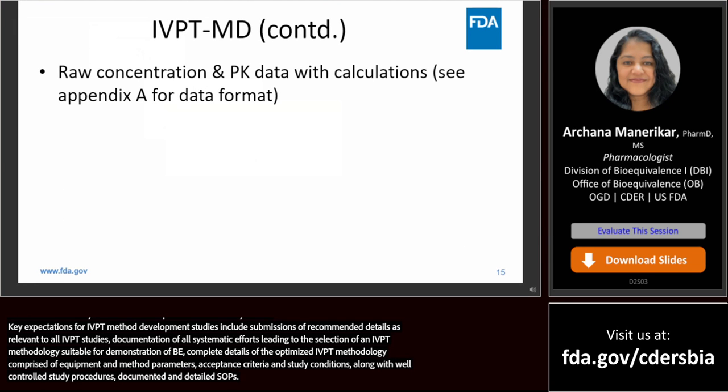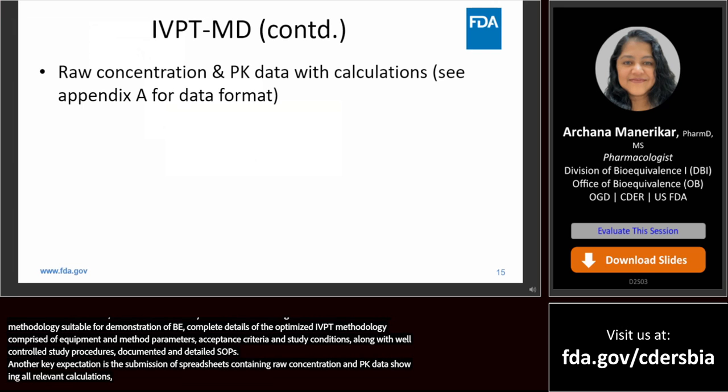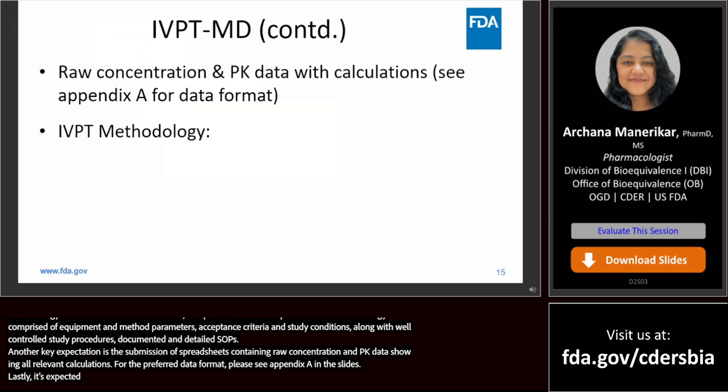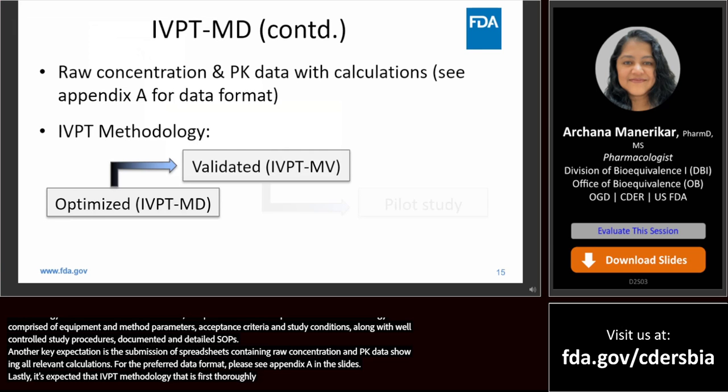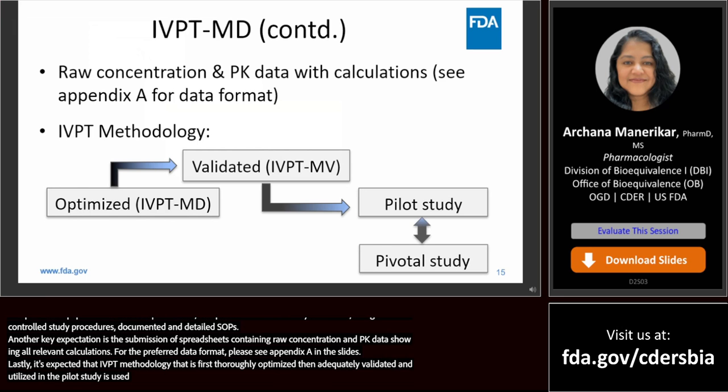Another key expectation is the submission of spreadsheets containing raw concentration and PK data for method development studies showing all relevant calculations. For the preferred data format, please see Appendix A in the PDF of these slides. Lastly, it is expected that IVPT methodology that is first thoroughly optimized, then adequately validated and utilized in the pilot study is used unchanged in the subsequent pivotal study.